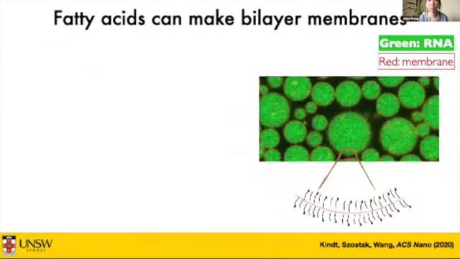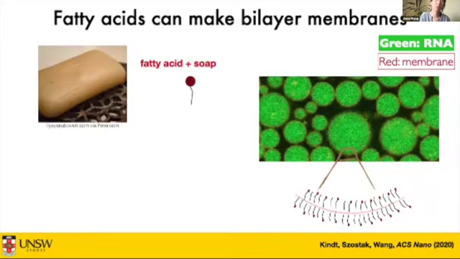To explore this experimentally, we use a fatty acid model system. Again, Tom mentioned that we, in the Origins of Life community, are big fans of using fatty acids to make bilayer membranes, and many talks yesterday also touched on this. This is a microscope image of some fatty acid vesicles. We can call them protocells, I guess. There's green fluorescent dye labeled RNA trapped inside a red membrane. These membranes are really thin, like 3 nanometers. And at the molecular level, it's again a bilayer, just like a phospholipid.